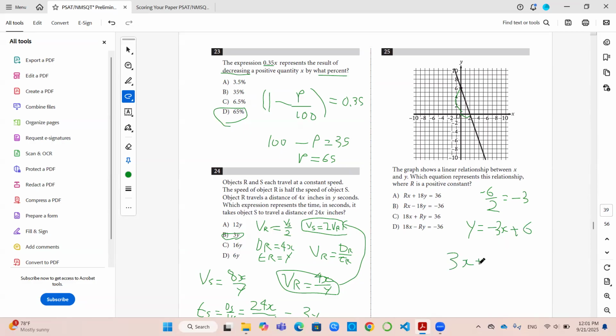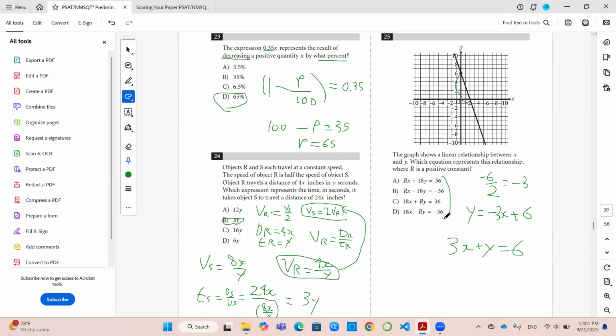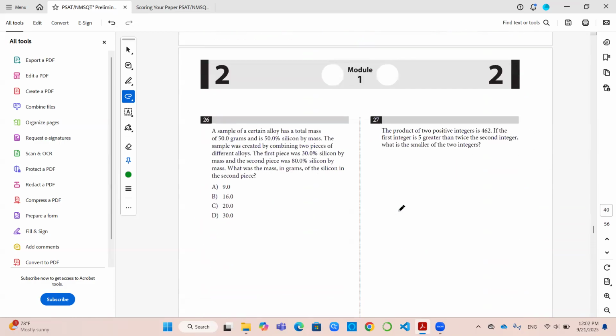So we can do it like this. Let's move 3x over here. And let's see, on the right side, we have all these 36's, right? So all I have to do is multiply all of this by 6. So it becomes 18x plus 6y is equal to 36. So we can tell immediately that A and B are wrong, and C is the correct form. So in this case, R is 6. So for question 25, C is the correct answer.